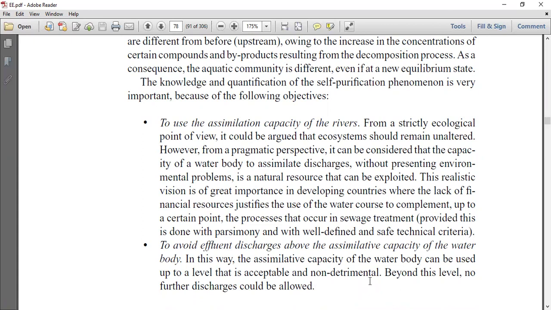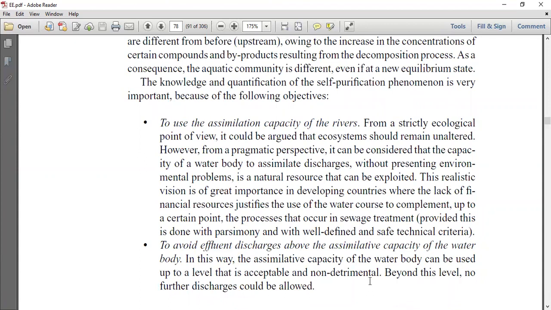With the help of that, we can use the capacity of the river to avoid effluent discharge beyond the assimilating capacity of the water body. So what is the assimilating capacity of the water body? Take an example: we have a jar of water, and periodically we add a spoon of salt. After some time the salt is not dissolved in that water, so we can say that the water is at saturation capacity.